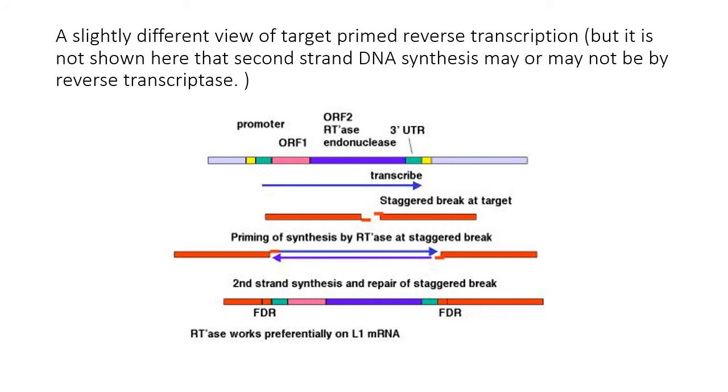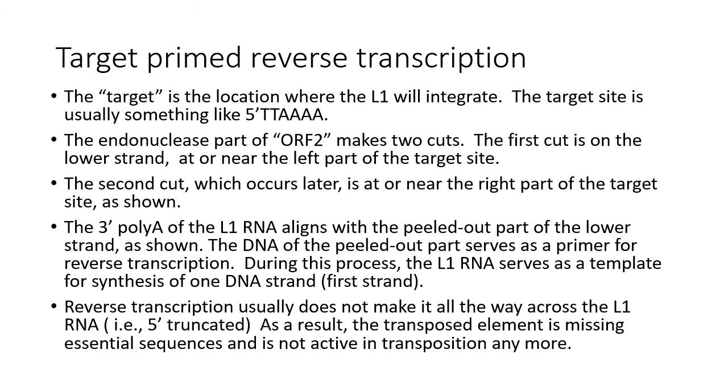Here's another picture, more or less, of the same thing. It doesn't really emphasize the target site, but that's something important to pay attention to. So the target site, and the fact that it makes two cuts, which are asymmetric, means that you're going to have this partially single-stranded bit that's ultimately going to end up being replicated along with the L1, and that's what generates the target site duplication.